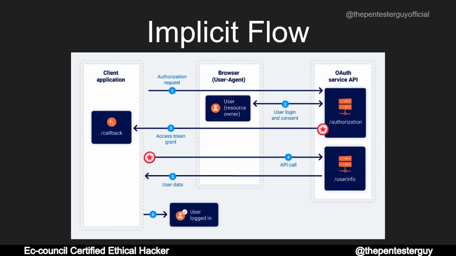Now let's see the implicit flow. The implicit flow is the same as the authorization code flow, but the difference is that post the consent provided to the authorization server, where you give your consent that yes, I want to log in, the consent could be a pop-up, or it could be entering your credentials. Post that, instead of giving the authorization code and having a secure server-to-server call, the access token is directly sent to the web application or the client application via the browser. The complete process goes through the browser.